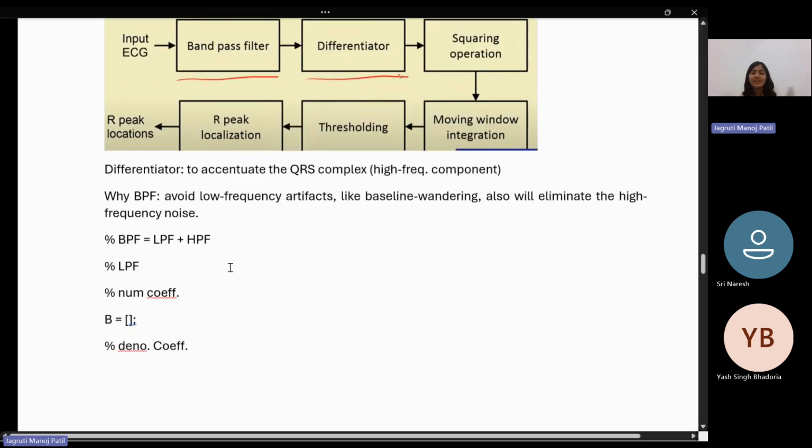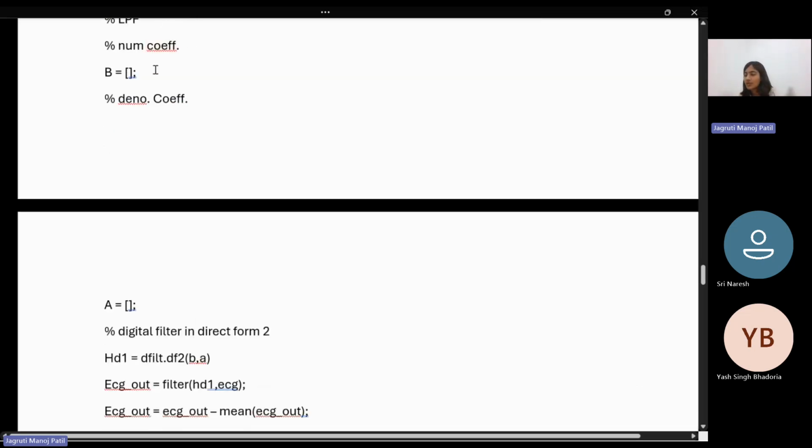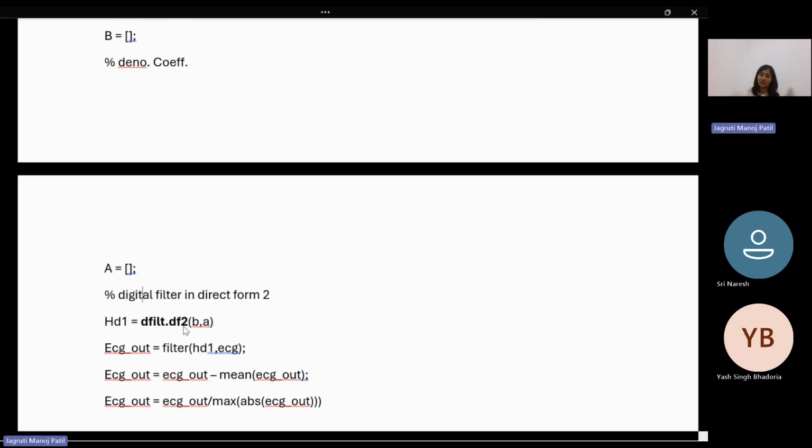Then you give a B coefficient and an A coefficient: the numerator coefficients for your transfer function, and the denominator ones. There's a function here called dfilt.df2, which is a direct form 2 digital filter. So the low pass filter and high pass filter, whenever you implement them, are essentially digital filters. They are no longer the analog filters that you normally build on your breadboard circuits. When I was in my second, third year, I implemented all these techniques and circuits on a breadboard, and later saw the output on an oscilloscope. I hope you might have also done those things.